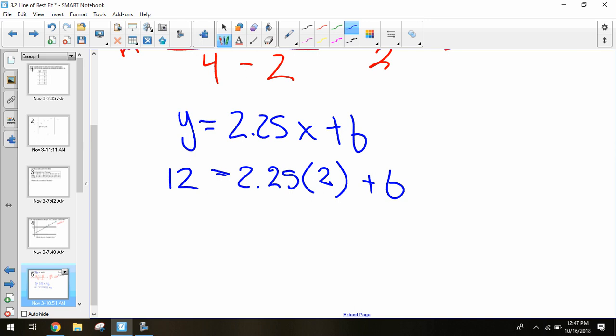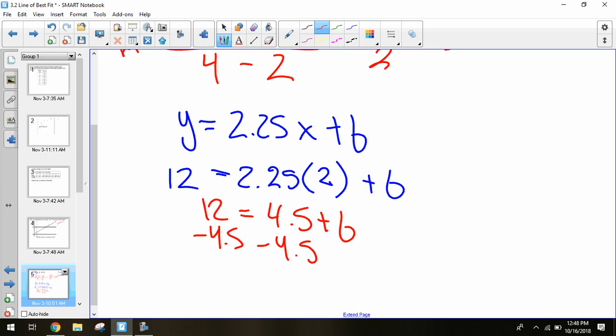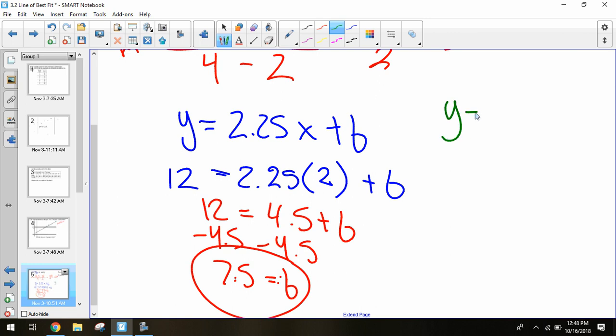So 2.25 times 2, that should give us 4.5 plus b equals 12 minus 4.5, and 12 minus 4.5 should give us 7.5. So we take our b, plug it back into our equation, and we should have our full line of best fit. So y equals 2.25x plus 7.5.